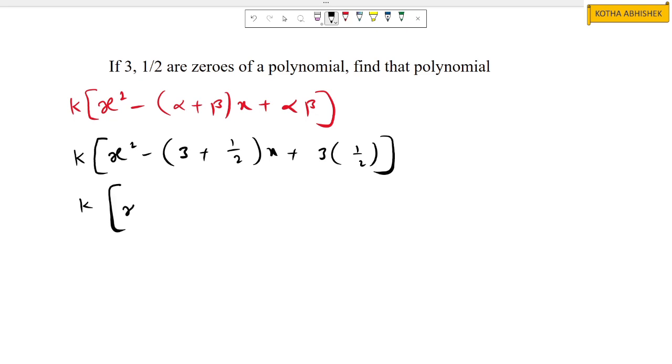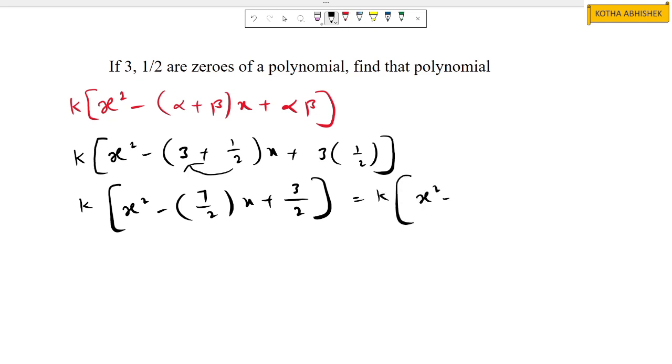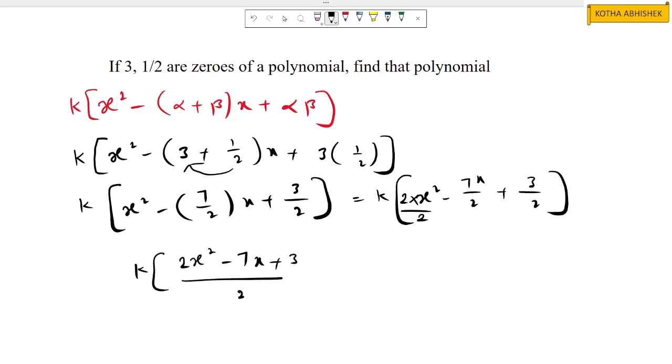This is k into x square minus, here 2 3s are 6 plus 1, 7 by 2 into x plus 3 1s are 3 divided by 2, which equals k into x square minus, opening the bracket, 7x by 2 plus 3 by 2. Here this x square has no denominator, 7x denominator is 2 and 3 denominator is 2, so I'll multiply this x square by 2 and divide by 2. So now every denominator is the same, so we can write it as k of 2x square minus 7x plus 3, whole divided by 2.